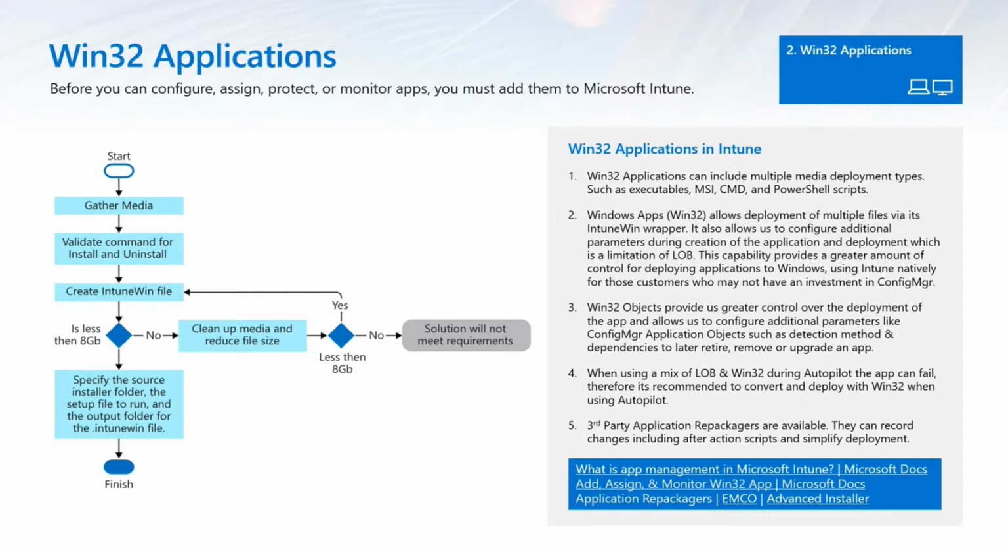Now, I've gotten this question a few times too. Win32 does not mean 32-bit implicitly. It's just referring to executables and different types of application install types.